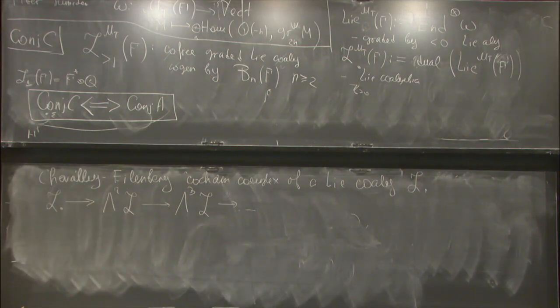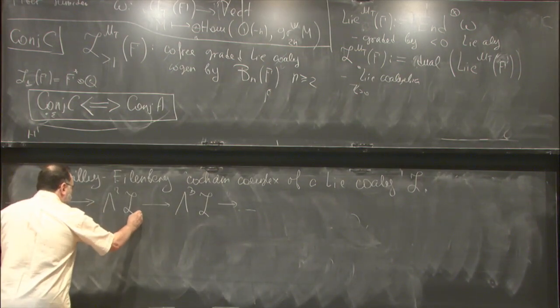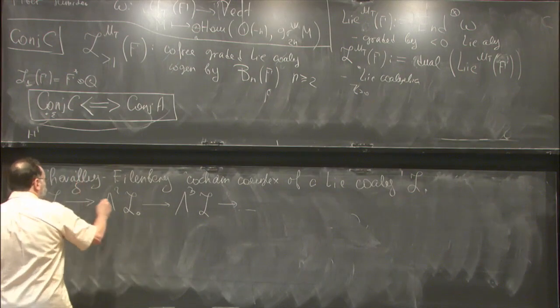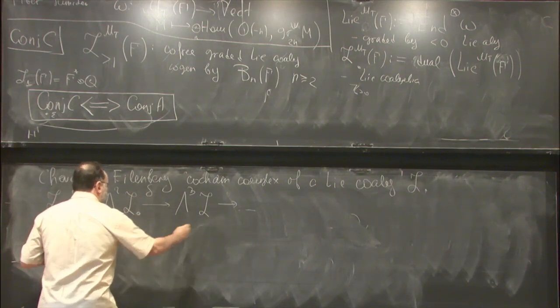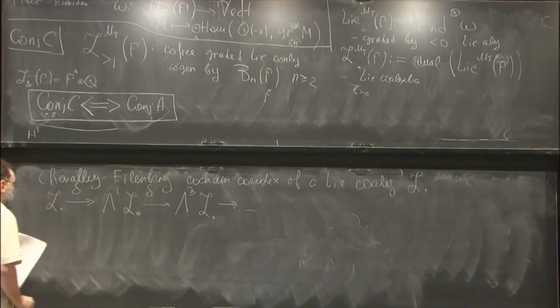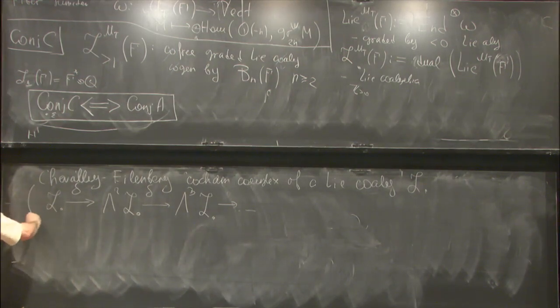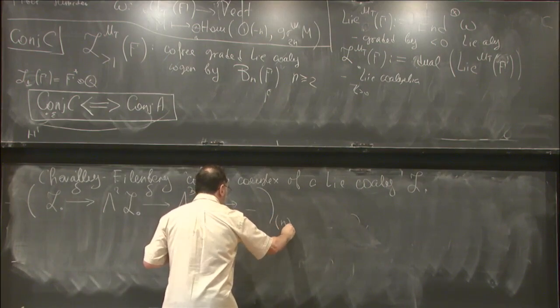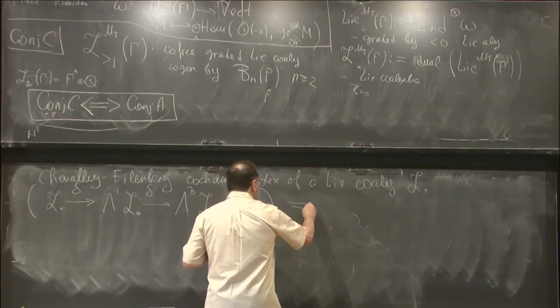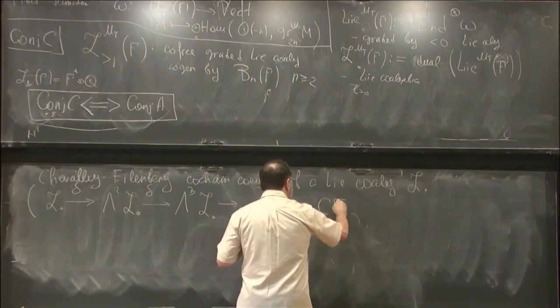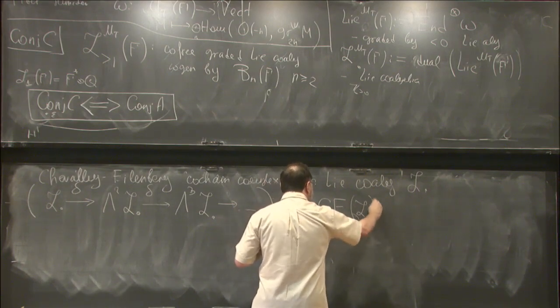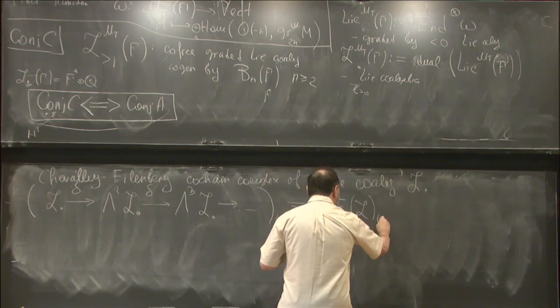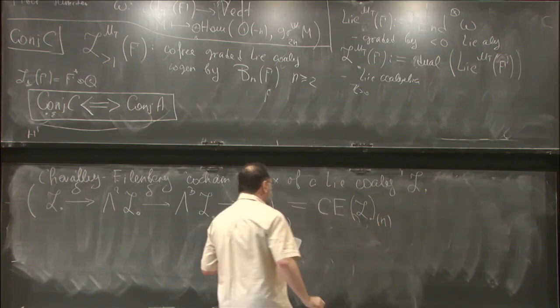Now, if your Lie coalgebra, as in my case, is graded, then all these are maps of graded vector spaces. And therefore, what you can do, you can take the part of degree you wish. In this case, I want to take the part of degree n. And so I denote this as the Chevalley-Eilenberg complex of this Lie algebra L of degree n. This is a graded Lie algebra. It's just a notation.